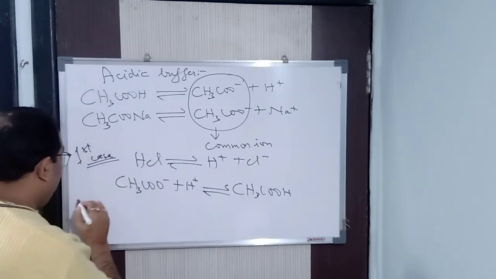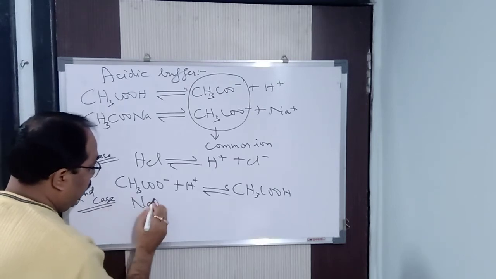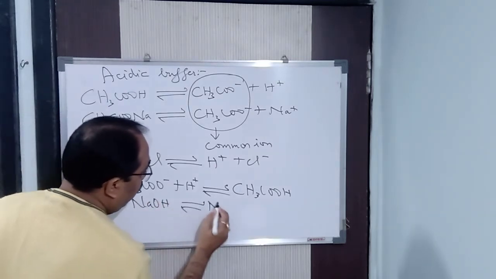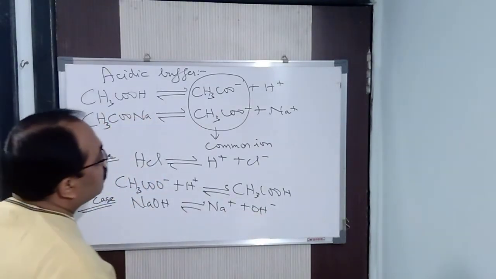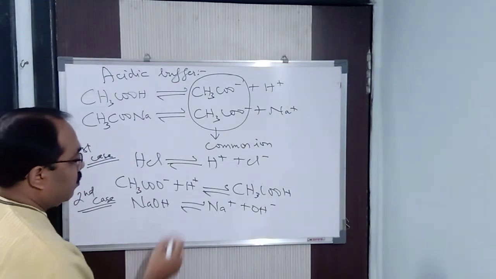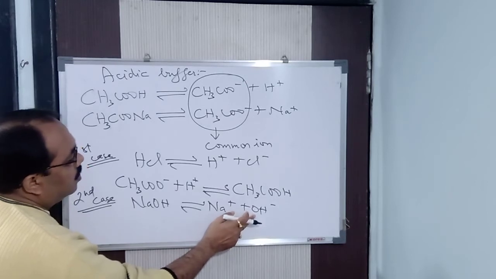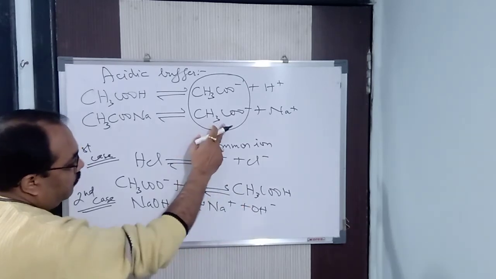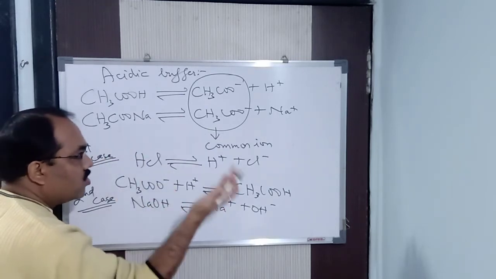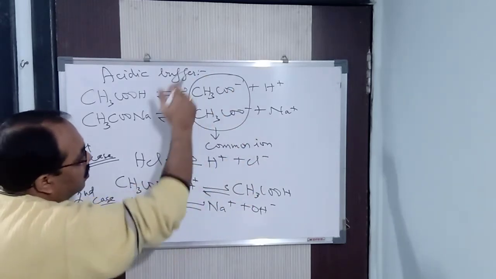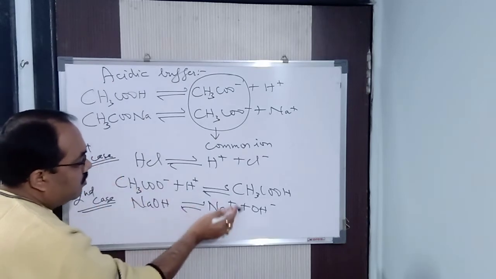Similarly, if you add a small amount of a strong base, let us say NaOH, it will give you Na plus and OH minus. So what is going to form here? CH3COO minus will react with Na plus to form CH3COONa, which will again dissociate to give you CH3COO minus. Again, the concentration of the product is increasing, and due to the common ion effect the equilibrium is favored in the backward direction. This is with Na plus.